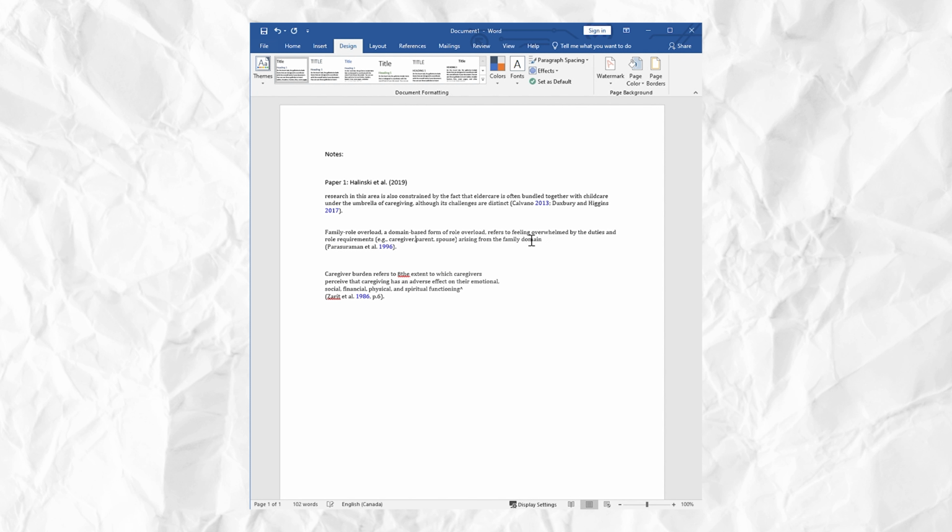Another thing you're going to want to do is identify similarities and differences across papers. So this is a clever tactic. If you see competing ideas, it might be something to explore further. Why do these competing views exist?